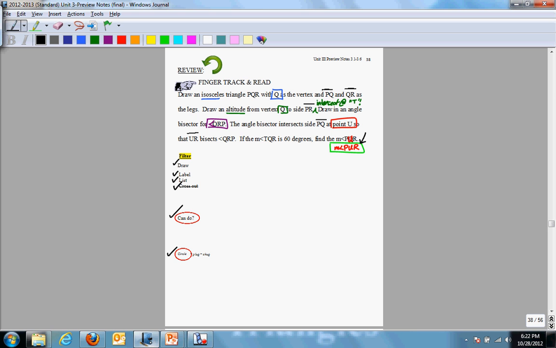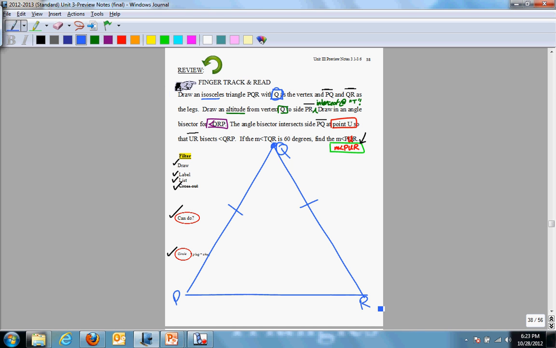Okay, let's take a look and see how you did. First off, we have an isosceles triangle PQR with Q as the vertex. So let's start by drawing that. Q has to be the vertex, so Q goes at the hinge between the two congruent sides. Here's P and R. It doesn't matter which direction is P and R. I'm going to cross this out as we've taken care of it.